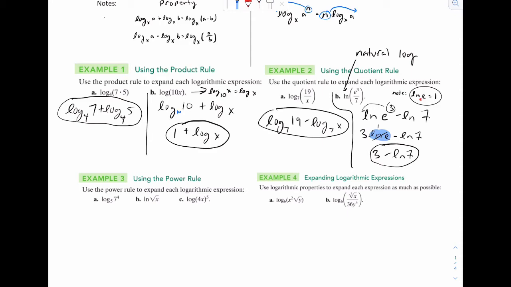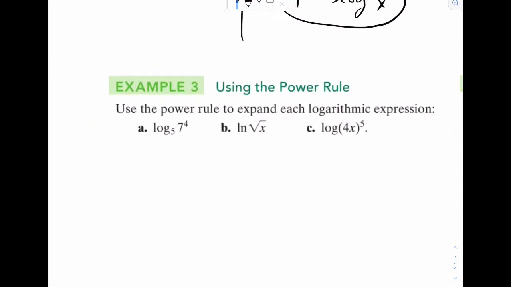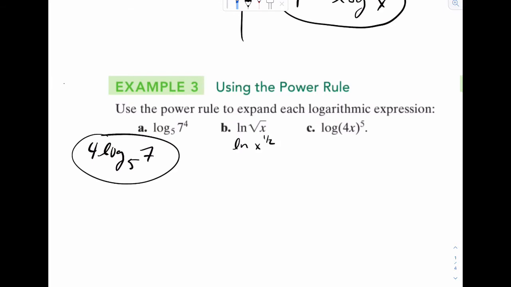Let's keep going. We're going to use the power rule again here. I'm going to move that 4. So 4 times log base 5 of 7. The root, you want to rewrite that as x to the 1/2. So now I have 1/2 natural log x. And this one, I'm actually going to move the 5 out first. So I have 5 log 4x.